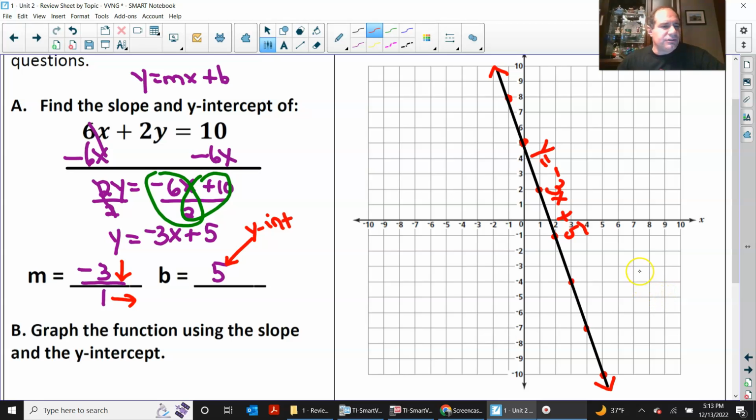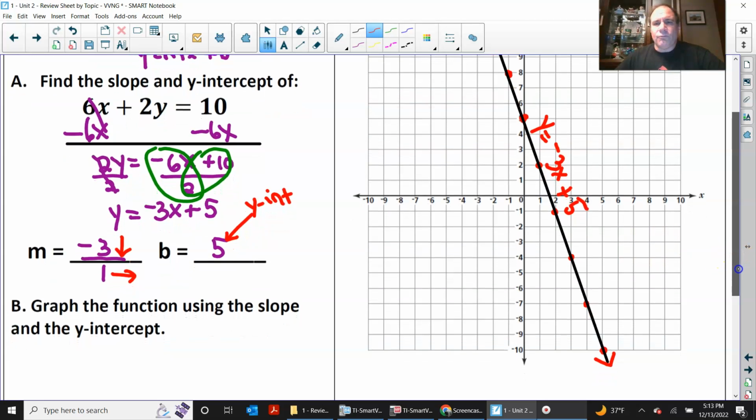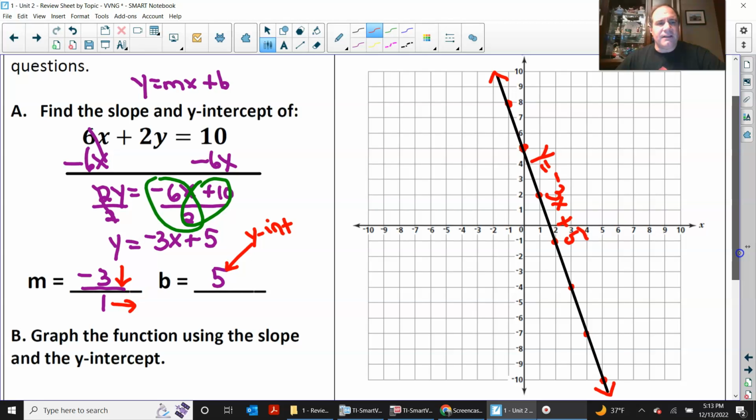Graph the function using the slope and the y-intercept. We did. That is the equation y equals negative 3x plus 5.